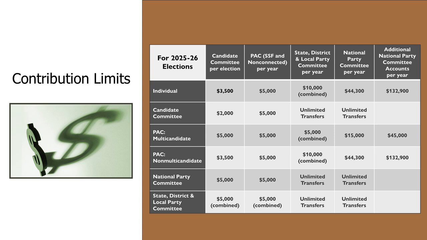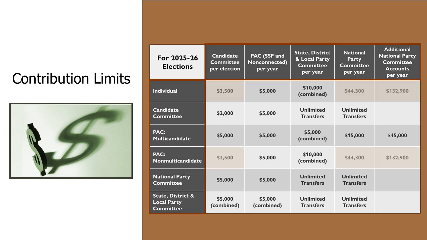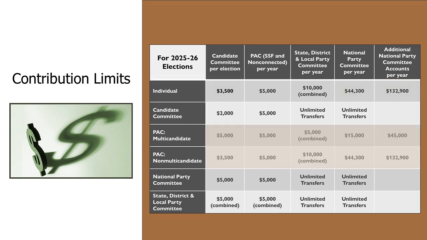Regardless of the type, all contributions are subject to the limits set forth in this chart. Donors are listed in the left column and recipients across the top. The highlighted limits are adjusted for inflation each election cycle, so they will increase over time. In looking at the contributions chart, you'll note that there are two sets of limits for PACs, one for multi-candidate committees and the other for those that are not. As you can see, multi-candidate committees may contribute more to candidates, but less to party committees.